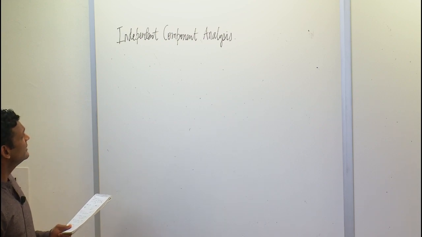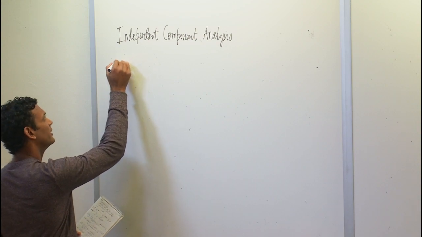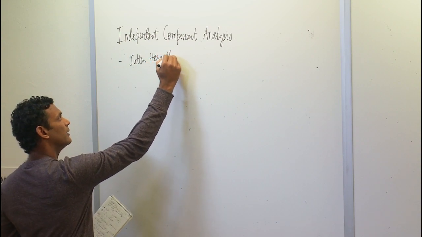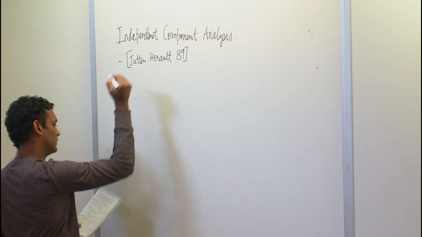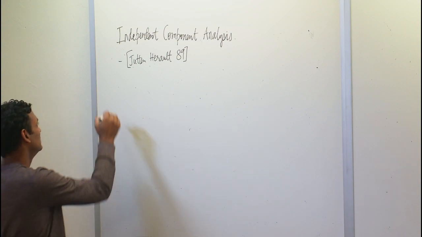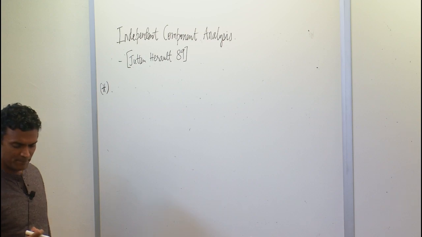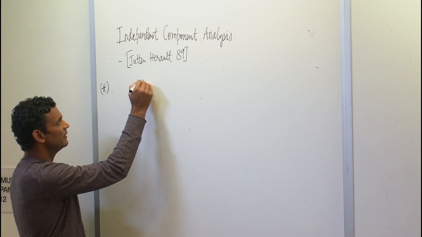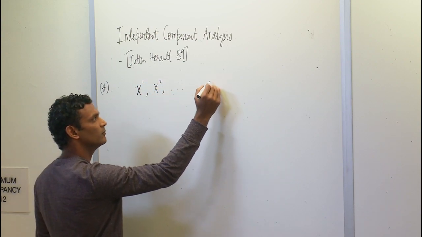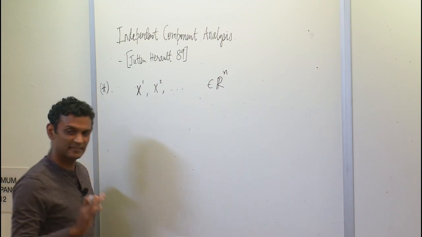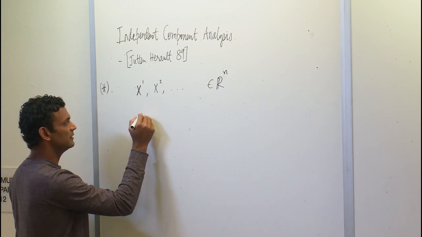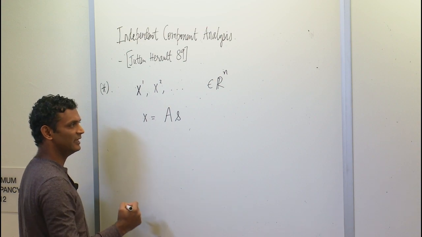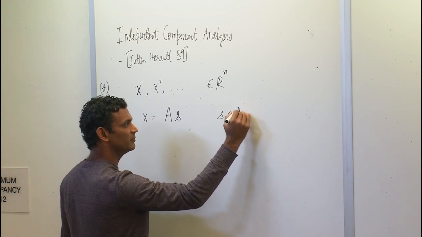It originated in signal processing, and the earliest reference I know is by Jutten and Hérault in 1989. And this is how they describe the problem. So here's the problem. Here's your first star. You have points in n-dimensional space, x1 and so on. That's the data. And the model is that each x comes from a linear transformation of another vector s, which is possibly in a higher dimensional space.